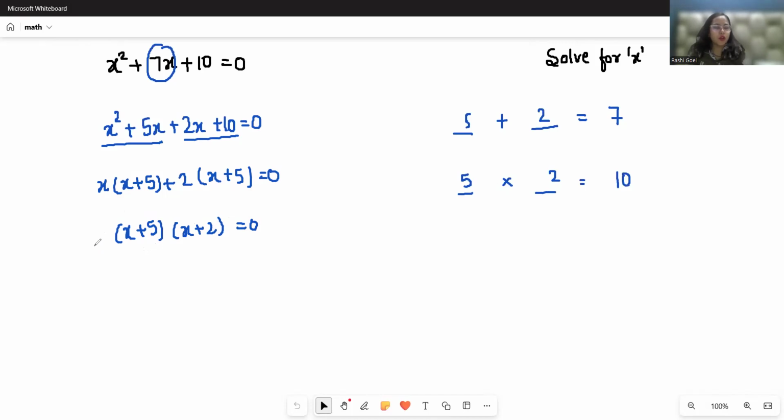And to find the solution, or the value of x, you have to put the factors equal to 0. So x plus 5 equals 0, x equals minus 5. And x plus 2 equals 0, x equals minus 2.